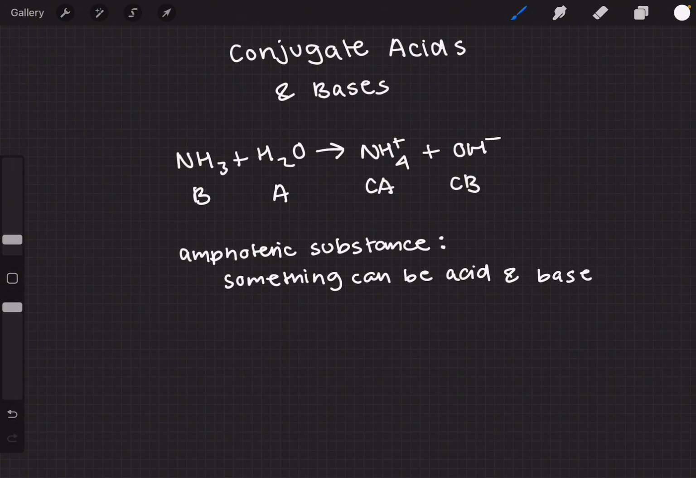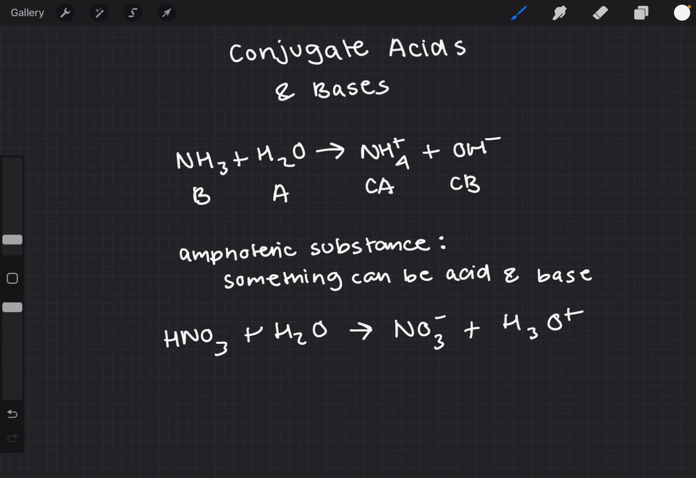So if we take nitric acid, for example, which is HNO3, and then react that with water, we are left with nitrate, sorry, just nitrate, and then hydronium, which is H3O plus.